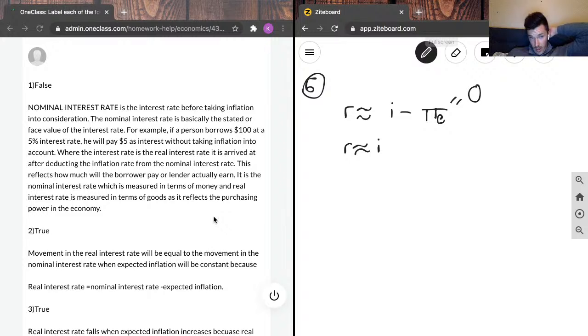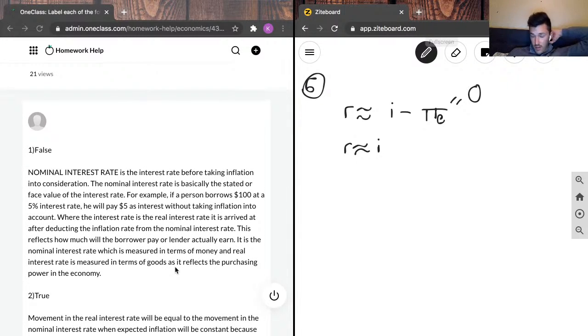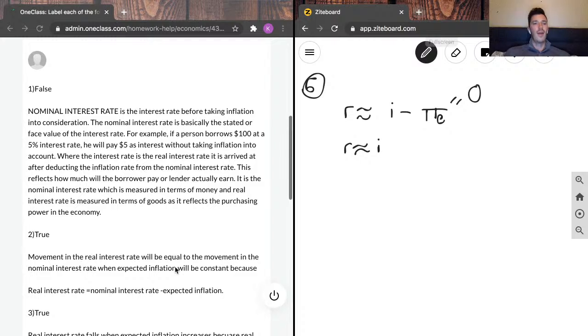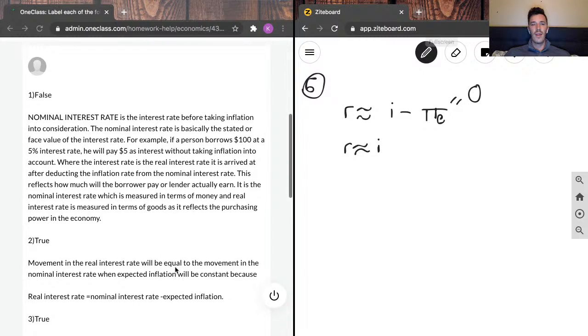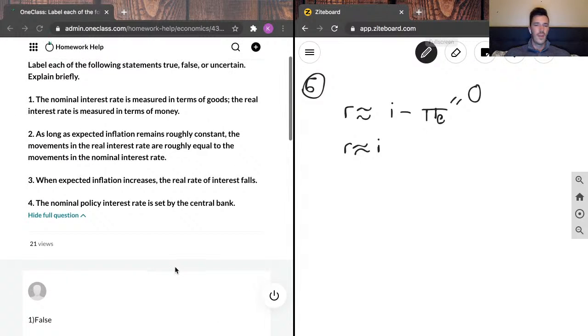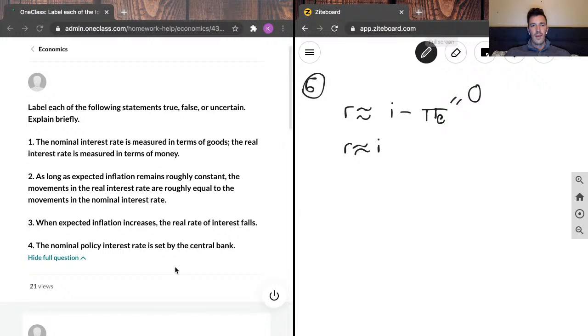Again, our junior tutor here said it's equal. That's not correct, so I don't want you guys to get mixed marks on a test or something. It is roughly equal. And you can look into the work of Fisher if you want to read up on that more. But this question phrases it accordingly. It said remains roughly constant, and the movements are roughly equal.